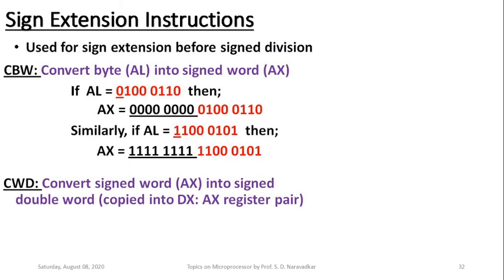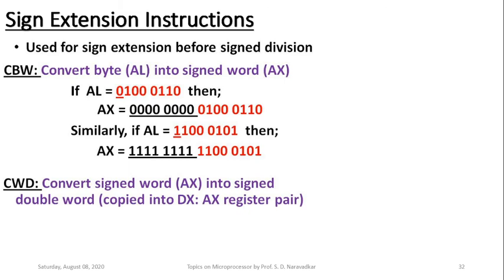Now, how can these sign extension instructions be used to carry out divisions? Suppose I want to perform 8 bit divided by 8 bit. Then the numerator, 8 bit, which normally we take into the accumulator AL, we subsequently use the CBW instruction, so it will get converted to an equivalent word with sign extension. And then we write the division instruction. So the 16 bit converted word is divided by the 8 bit denominator, the operation is performed, and the 8 bit quotient and remainder will be generated and copied to the AL register and AH register respectively.